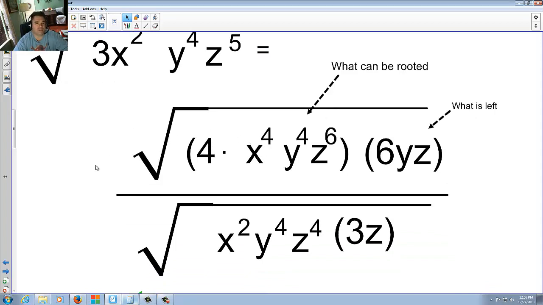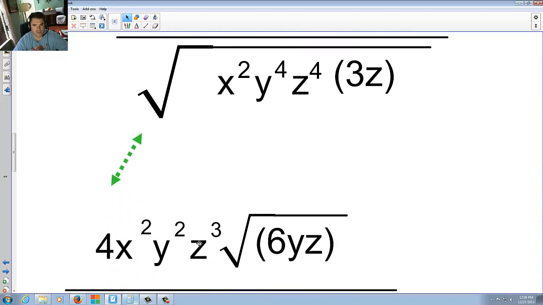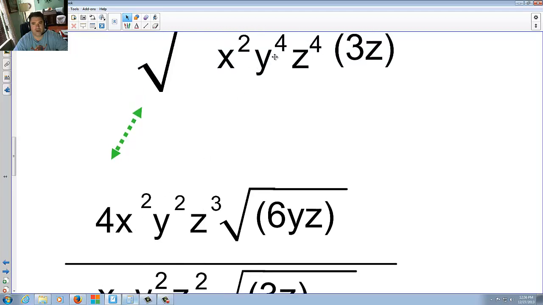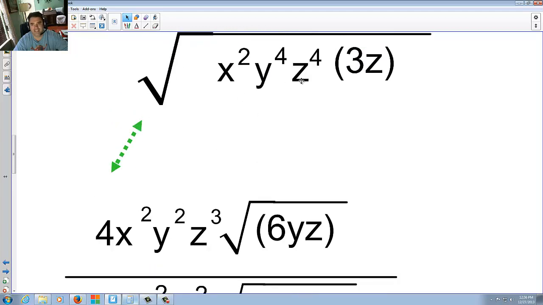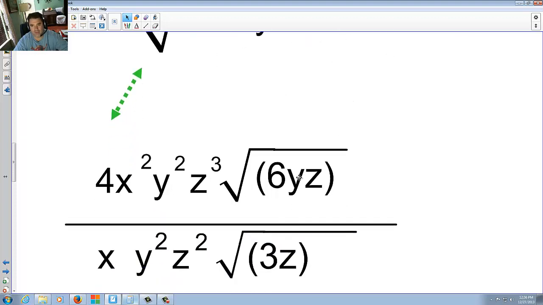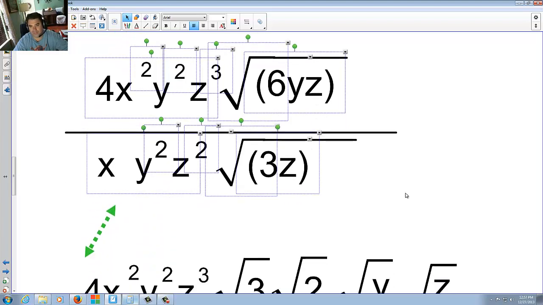X to the 4th becomes x squared. Y to the 4th becomes y squared. Z to the 6th becomes z to the 3rd, as you see here. And the bottom one, x squared becomes x. Y to the 4th becomes y squared. Z to the 4th becomes z squared. 3z stays home. Now this isn't your finished answer, but this is what we've got so far.